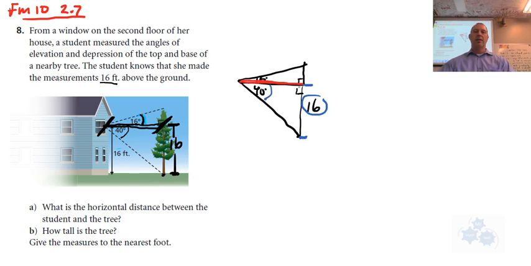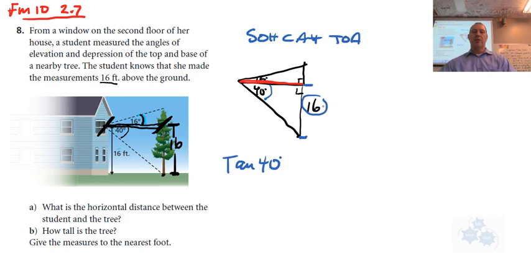That's the length of this part of the triangle. So does everyone see we have a right triangle and I'm given an angle and its opposite side? I'm looking for this side, which is what? The hypotenuse or the adjacent? It's the adjacent. So opposite and adjacent, what's that going to be? TOA. So we're going to use tan. Very good.